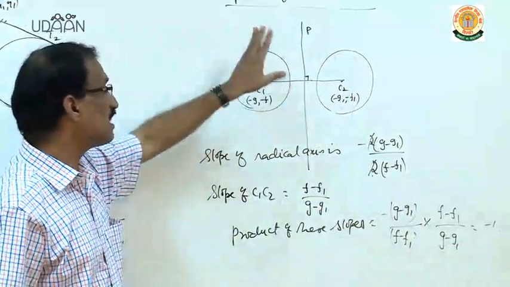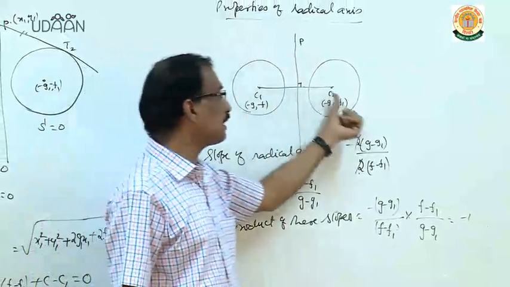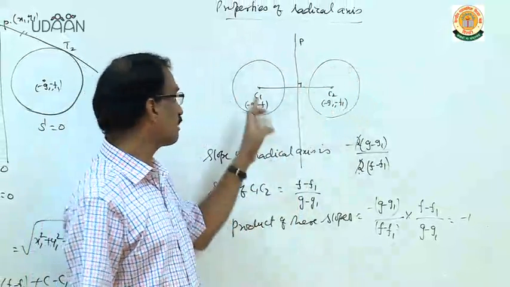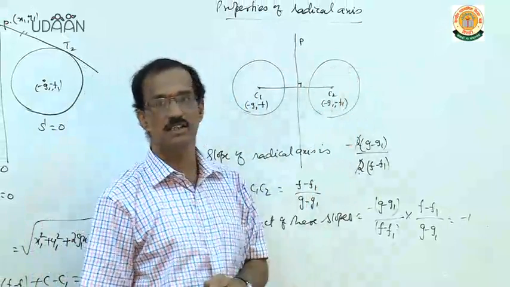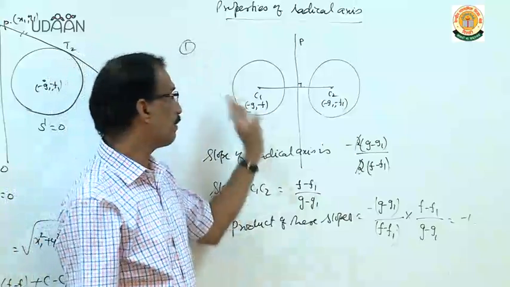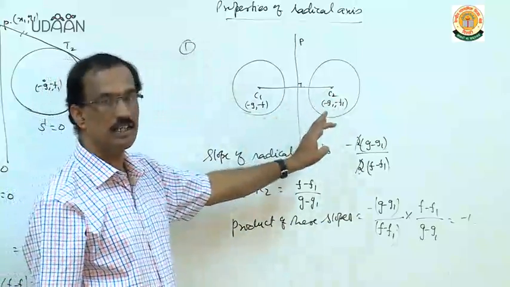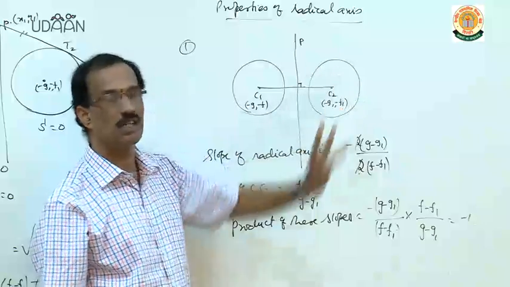So that means we say that the radical axis is perpendicular to the line segment joining C1 and C2. This is the first property, that is, the radical axis is perpendicular to the line segment joining C1 and C2, that is, the centers of the two circles.